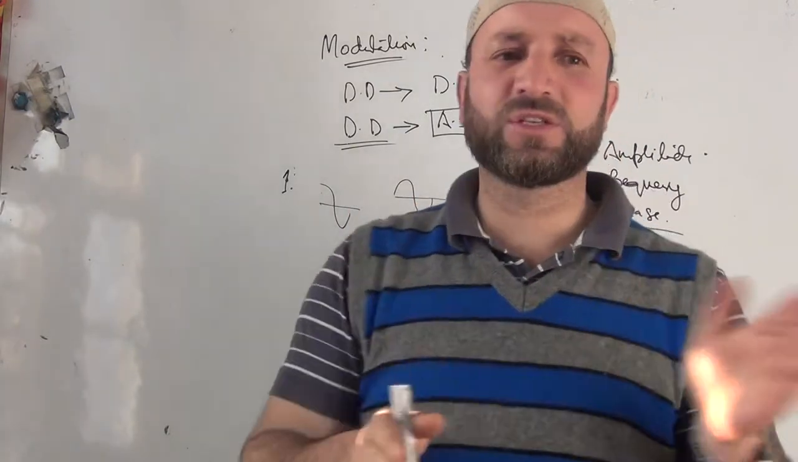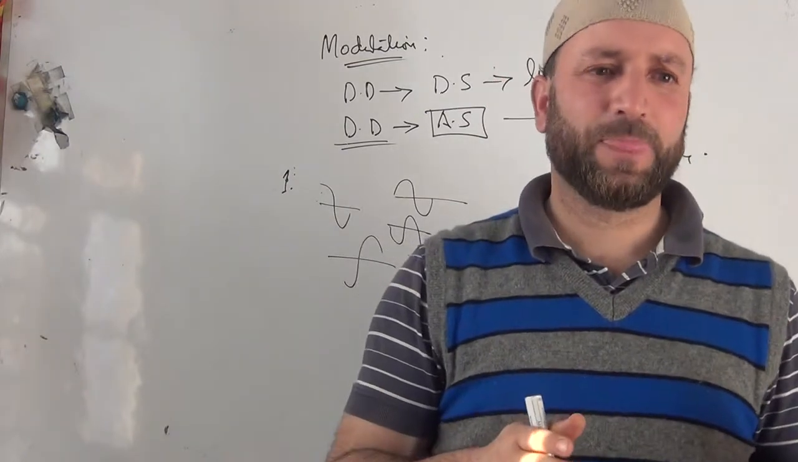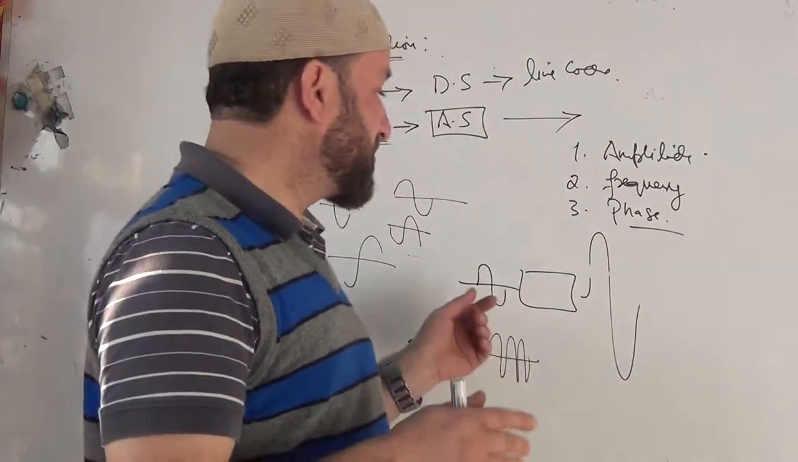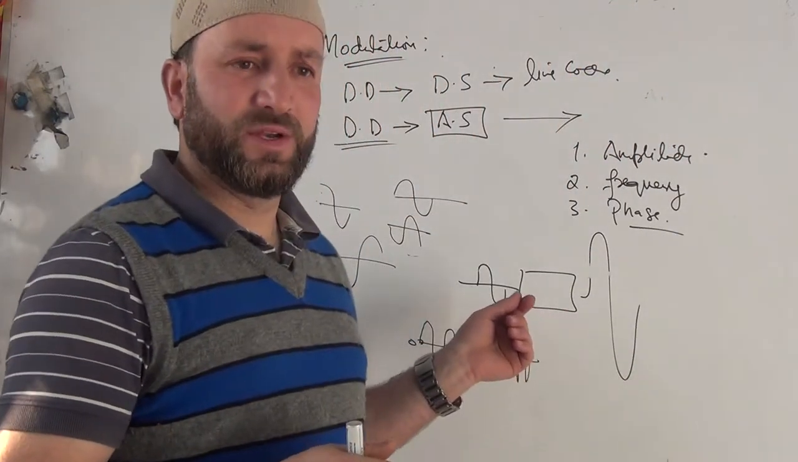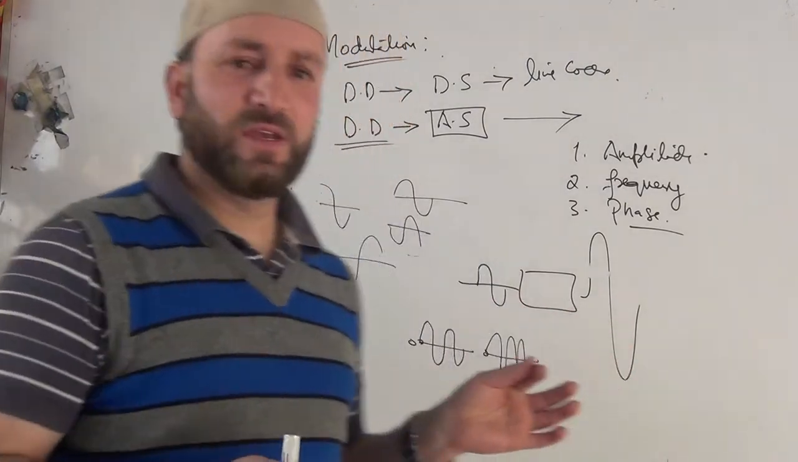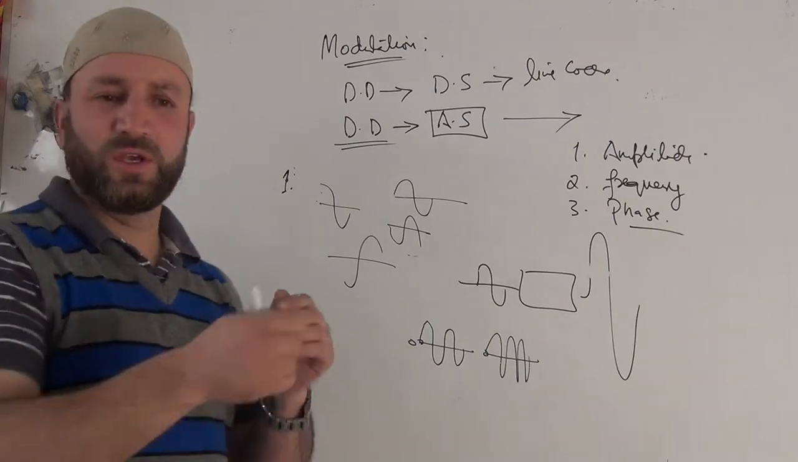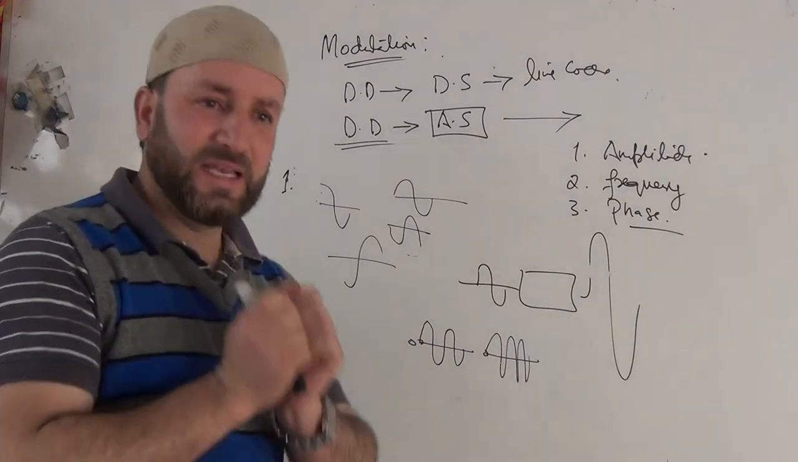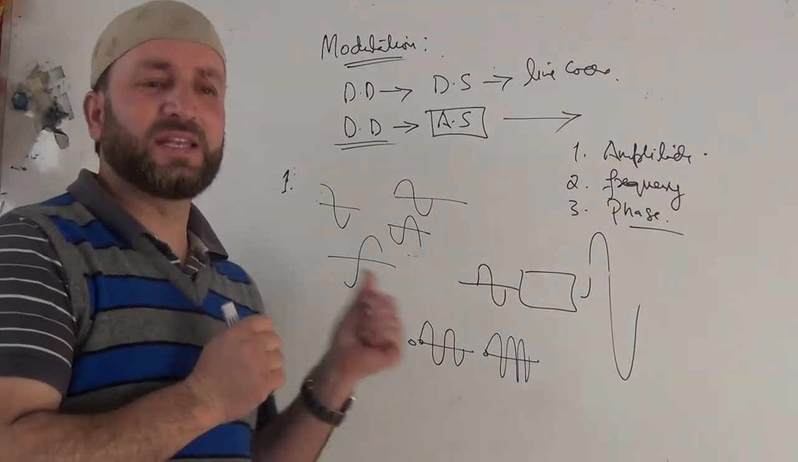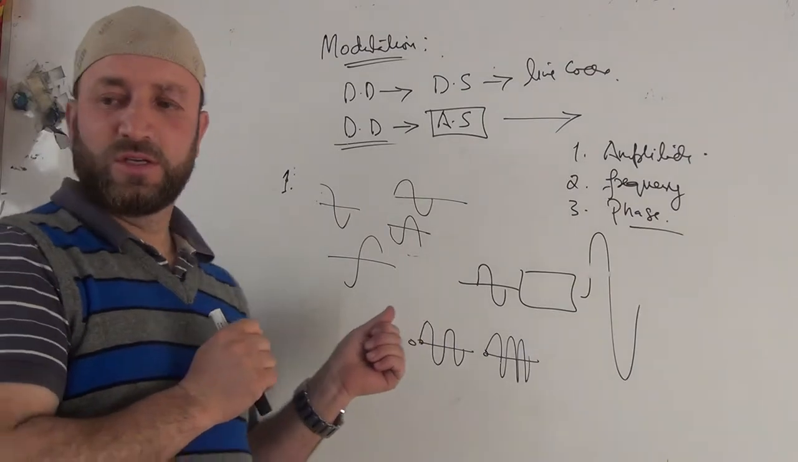So amplitude and frequency are not a better way to represent data, okay? And phase is a much better way to represent your data. But they have their pros and cons. Everything has its pros and cons. We have to see a lot of things before we say what signaling technique we'll be using. Does it make sense?